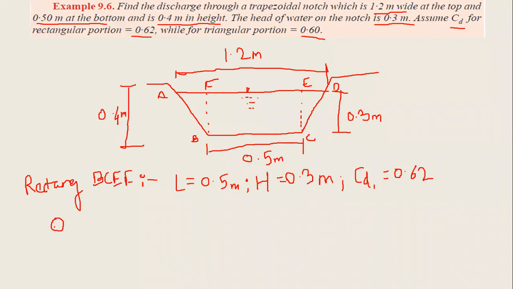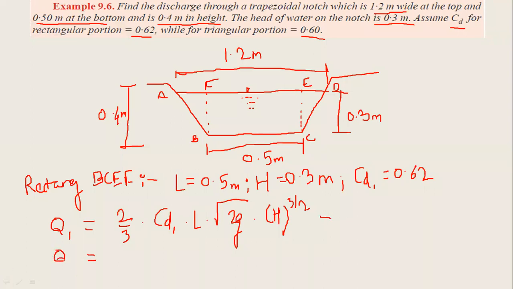Directly you can find out the discharge through the rectangular portion, which I will denote as Q1. So Q1 is 2 by 3 into CD1 into L into square root of 2G into H raised to 3 by 2. Here the value of L is 0.5 meter, CD is 0.62, capital H is 0.3 and G, as we all know, is 9.81. So what is the answer for discharge through the rectangular portion?